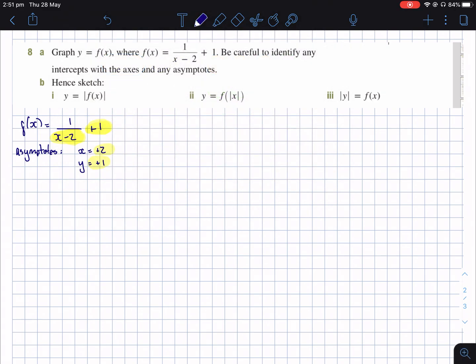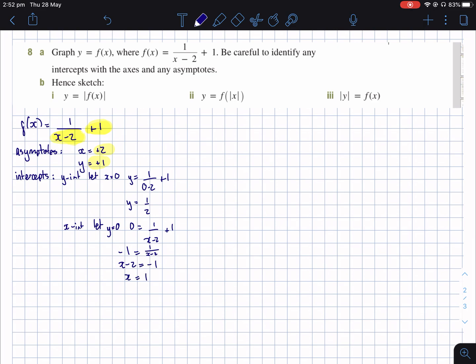Okay, let's do the intercepts. For the y-intercept, let x equal 0. So I've got y equals 1 on 0 take 2, plus 1. So negative a half plus 1, positive a half. X-intercept, let y equal 0. So I've got 0 equals 1 on x take 2, plus 1. So negative 1 equals 1 on x take 2. So x take 2 equals negative 1. So x equals negative 1 plus 2, positive 1.